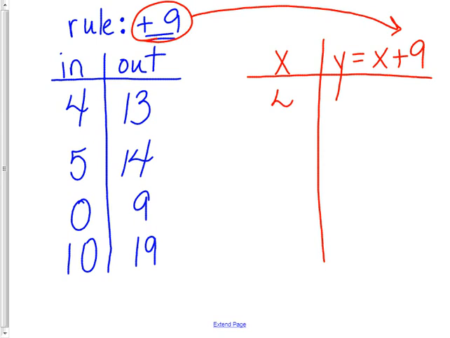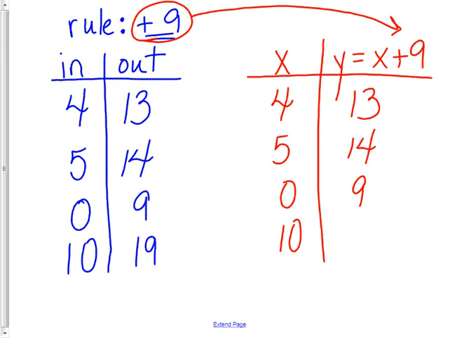So if X is 4, then Y equals 4 plus 9, therefore Y equals 13. If X is 5, then Y equals 5 plus 9, which is 14. If X is 0, then Y equals 0 plus 9, which is 9. If X is 10, then Y equals 10 plus 9, which is 19. So really this is just transitioning to something that you already know, just looking a little bit different.